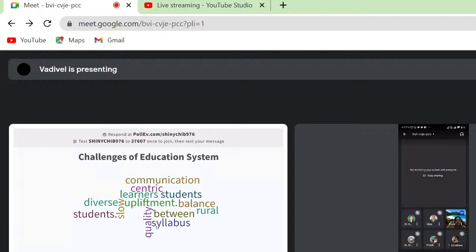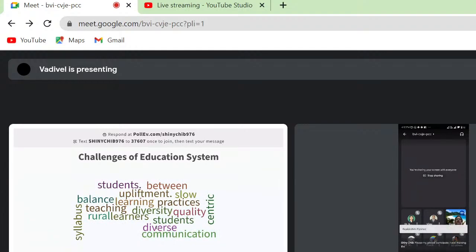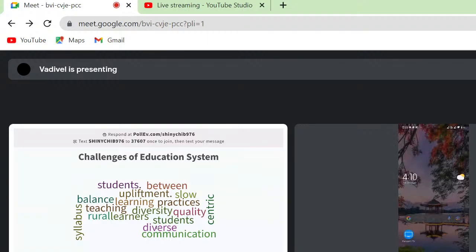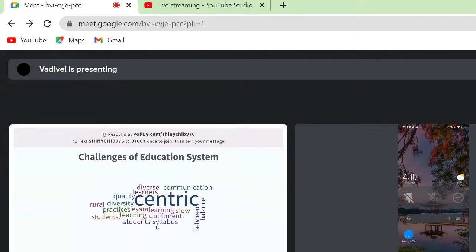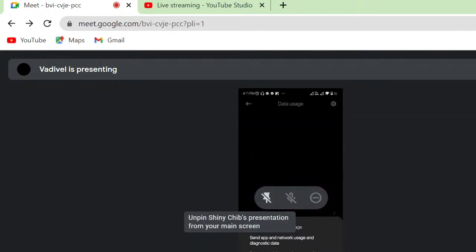Please participate. I was insisting the organizers make it through Google Meet instead of YouTube so that you can participate and interact, and outcome-based education and Bloom's taxonomy everything emphasizes participative learning. So many people have entered answers like students, upliftment, centric, exam oriented. A lot of answers, fine.